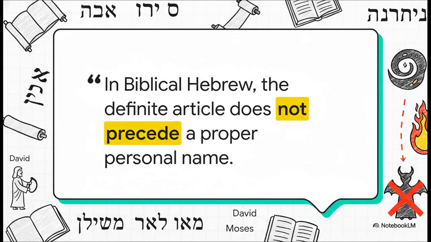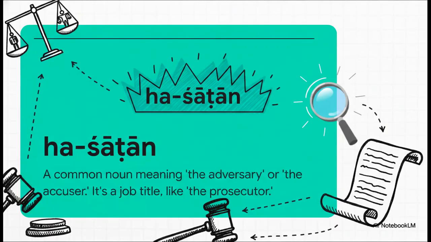And this is because of a simple but incredibly powerful rule in biblical Hebrew. You just don't put the word the in front of a person's name. You would never ever say the David or the Moses. It just doesn't work grammatically. So here's the crucial takeaway. Ha-śāṭān is not a name, it's a title. It's a common noun that means the adversary or the accuser. Think of it less like the name Satan and more like the job title, the prosecutor.